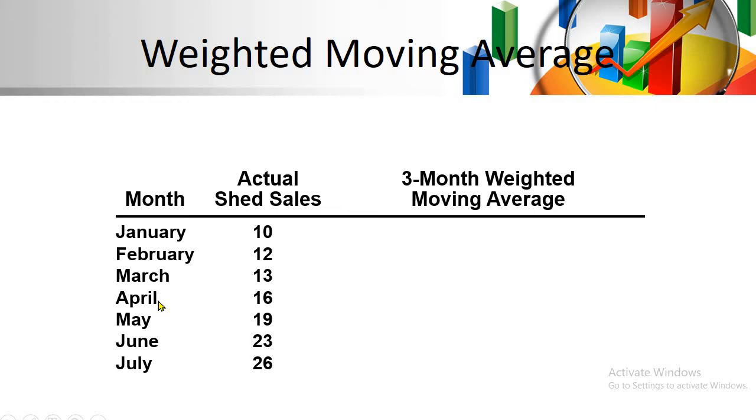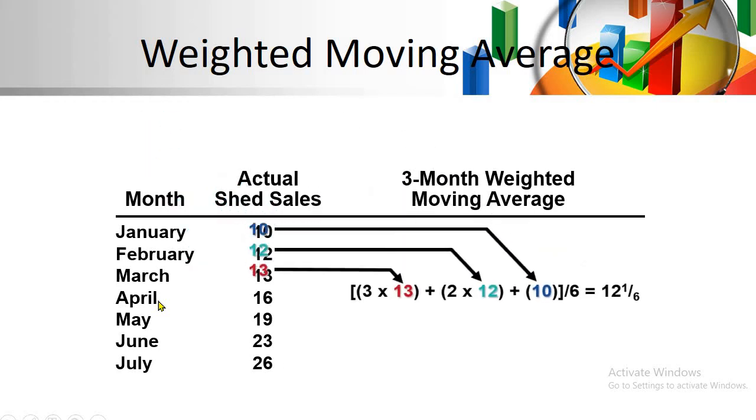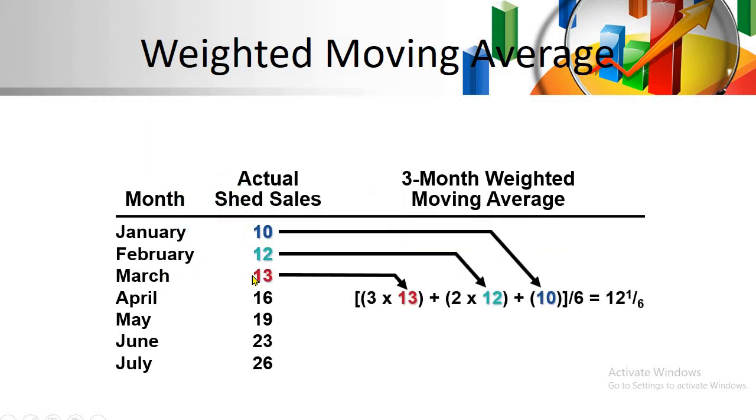So in this way we calculate. So how is the formula? The March value has more weightage, so it is multiplied by 3. The next month is multiplied by 2. The next month by 1. So you calculate all this and you divide it by 6.